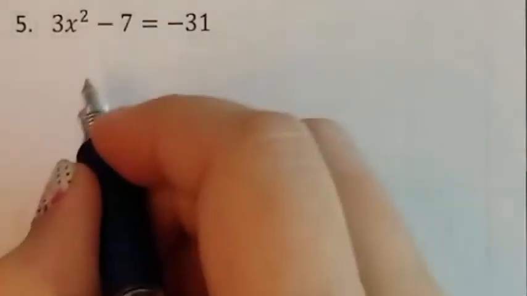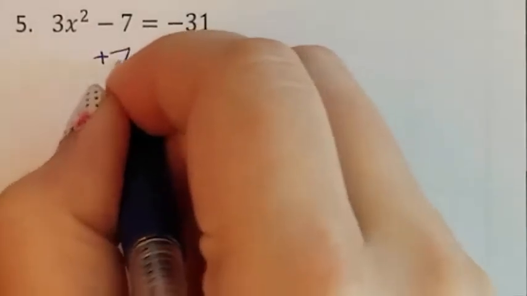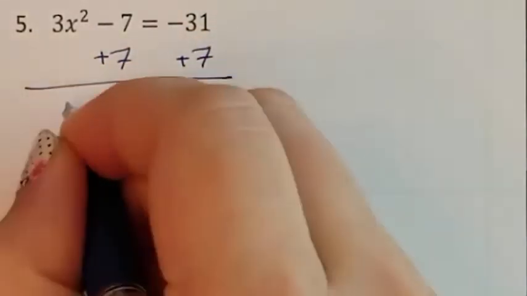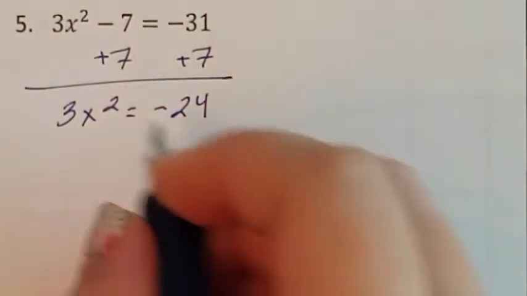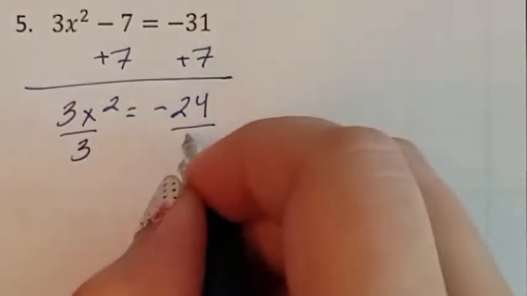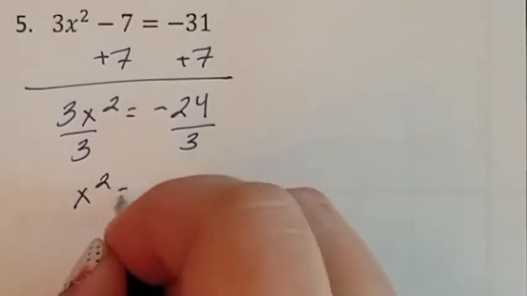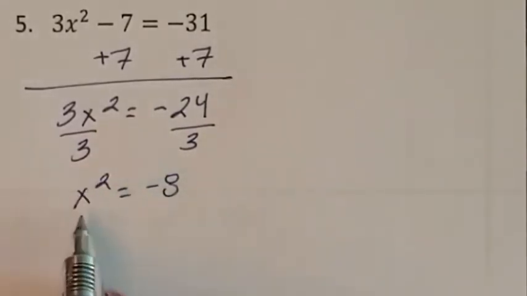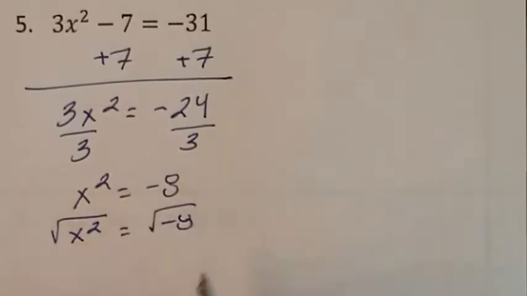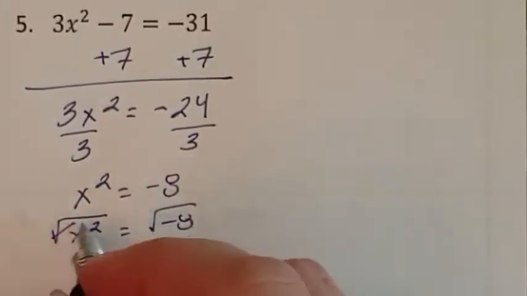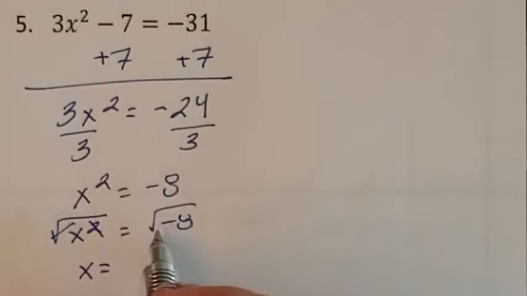Problem number 5. Let's go ahead and solve for x squared. So I'm going to add 7 to each side. So 3x squared is a negative 24. Divide both sides by 3. I've got x squared equaling a negative 8. I need the x by itself, so you've got to take the square root of both sides. The square root of x squared is x. I chose to take the square root, which means you need the plus or minus.